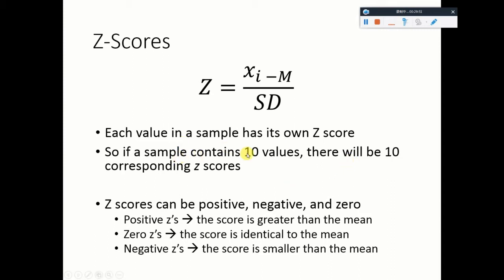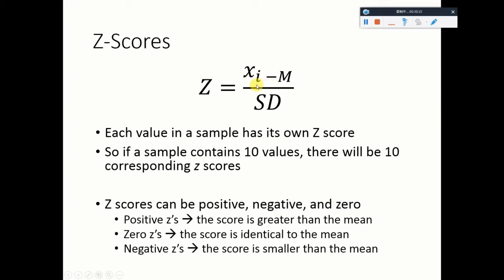So that means, if we have 10 values in a sample, there will be 10 corresponding z-scores, each one for a value. Or if 100 values, then there will be 100 z-scores. Again, each value has one z-score. Okay, and z-scores can be positive, can be negative, can be zero.